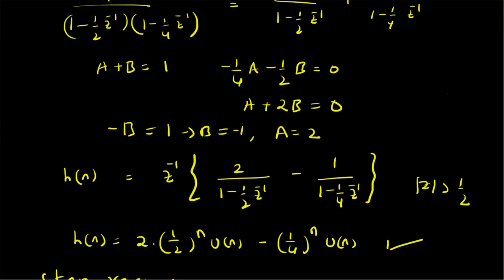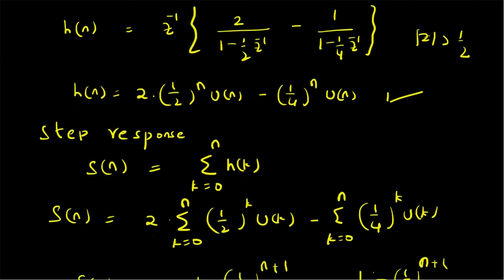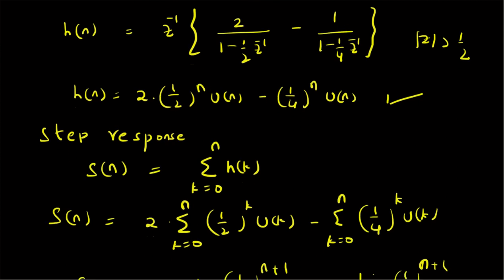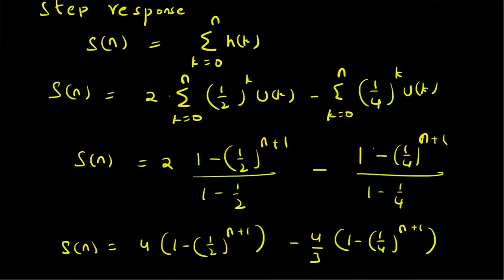And the step response S of n is basically the summation of h of n, that is summation k equal to 0 to n h of k. Upon substituting the result for h of n in the definition of S of n, we found that S of n is indeed equal to 4 times 1 minus 1 by 2 power n plus 1, minus 4 by 3 times 1 minus 1 by 4 power n plus 1. And it is only non-zero for n greater than or equal to 0 based on the definition of S of n.